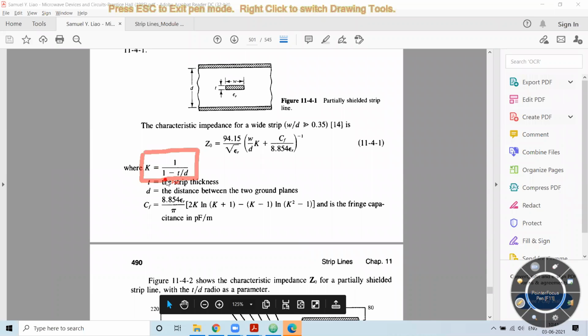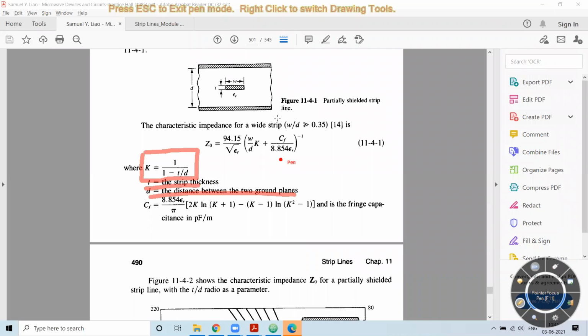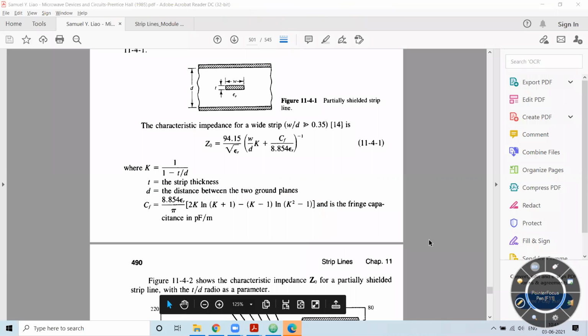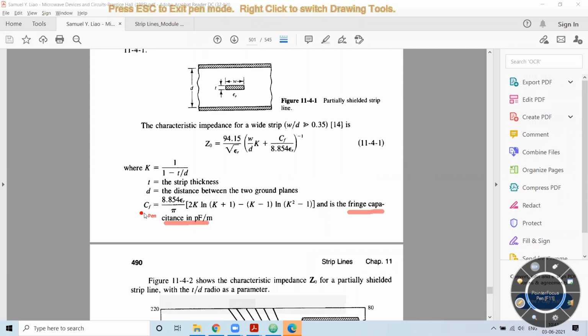1 divided by 1 minus T by D, where T is the thickness of the strip line and D is the separation between the two ground planes. That is, these are the two ground planes, and the separation between these two is given by D. Next, we have the fringe capacitance, which is given by CF. This is the fringe capacitance.